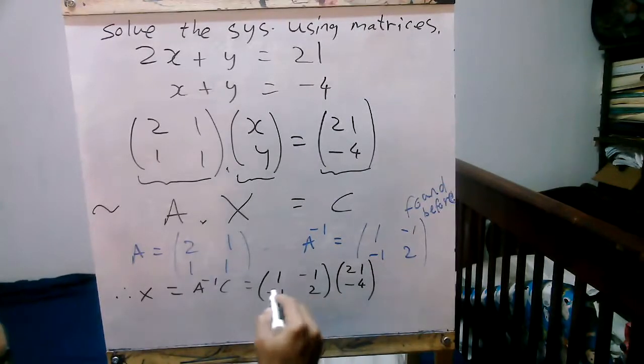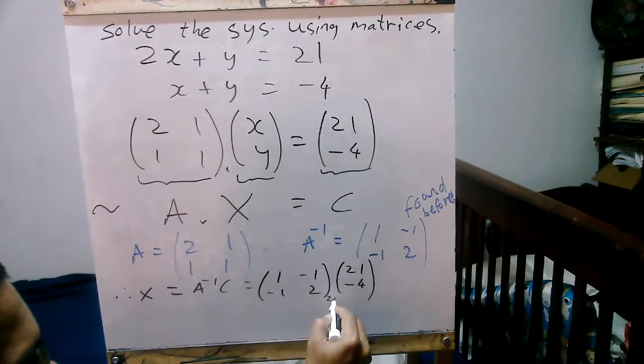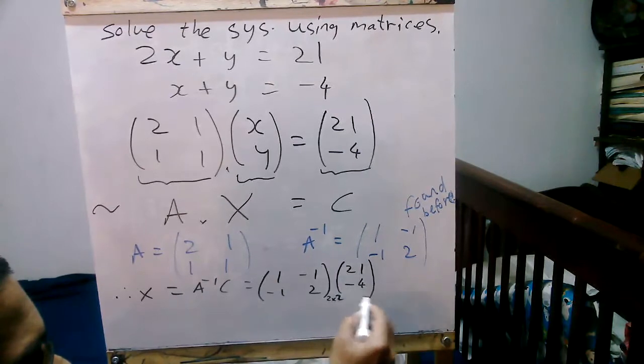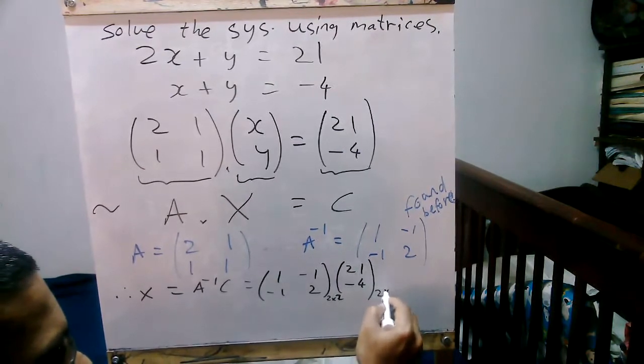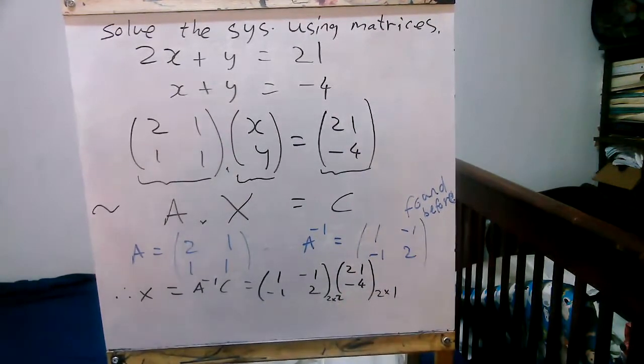This is 2 by 2, this is 2 by 1. Same number in the middle, so we can do it. The resultant should be 2 by 1, right? Now let's multiply this and this.